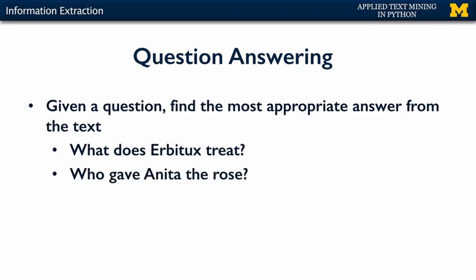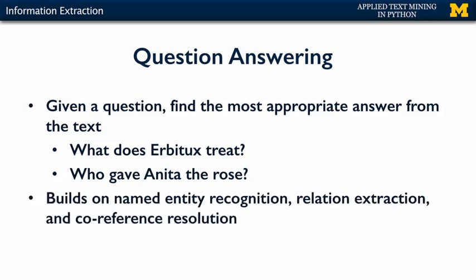Or, who gave Anita the rose, where you are doing some sort of pronoun resolution to then identify that Joseph was the person who gave Anita the rose at the market. So this builds on the named entity recognition task, relation extraction and co-reference resolution that we have seen earlier.